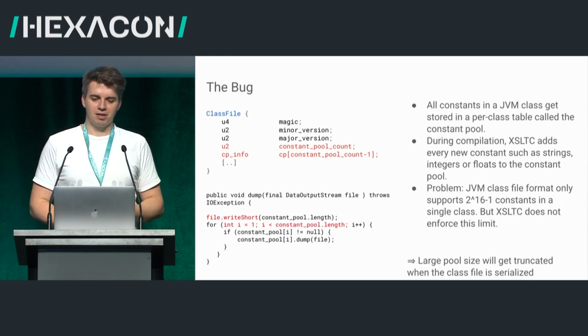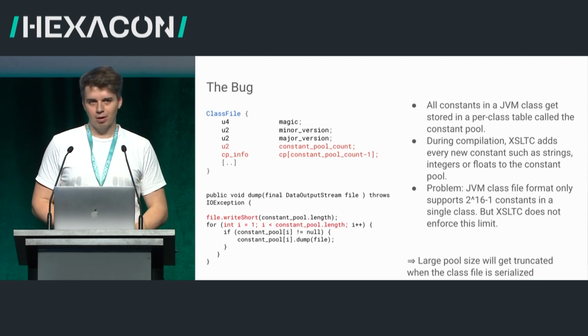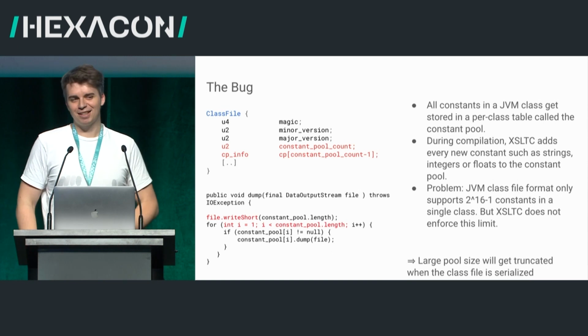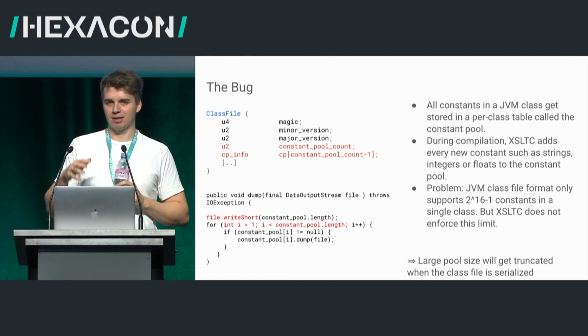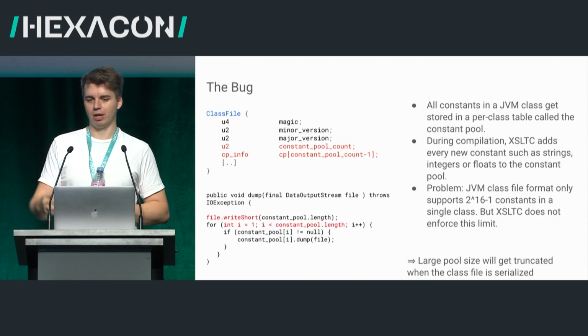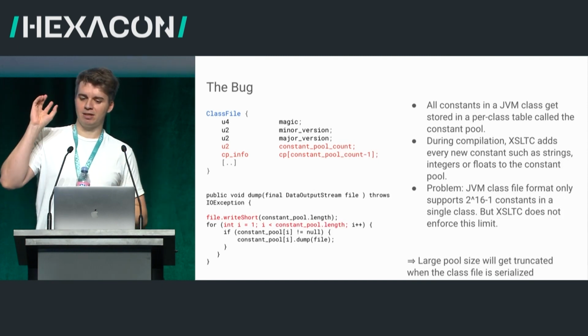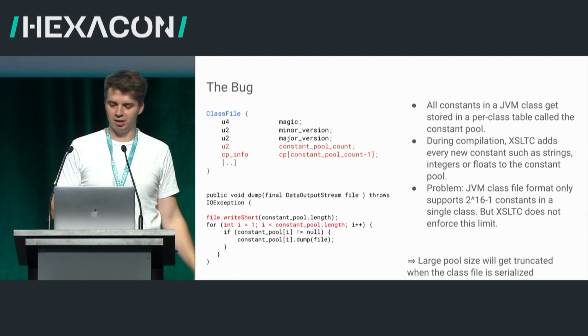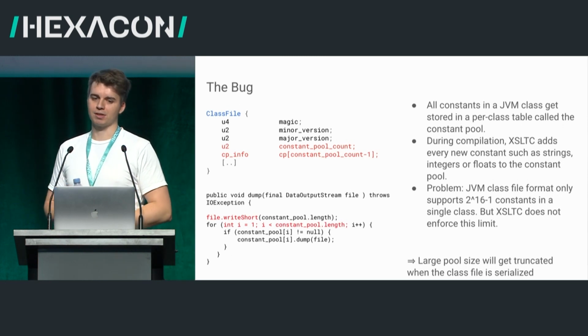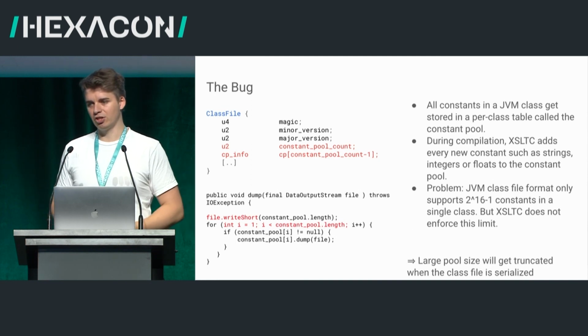So XSLTC is a pretty complex project. It has a lot of fascinating code in there, but the bug is actually quite simple. When XSLTC compiles the XSLT template into a JVM class, it translates all the strings, integers, and floats that you put in your XSLT script into JVM constants, right? So you create a real JVM class.